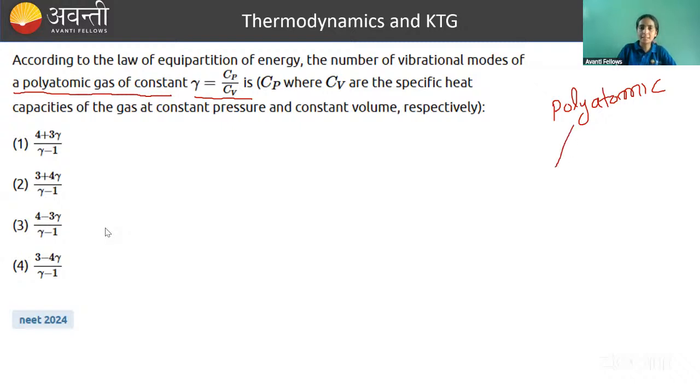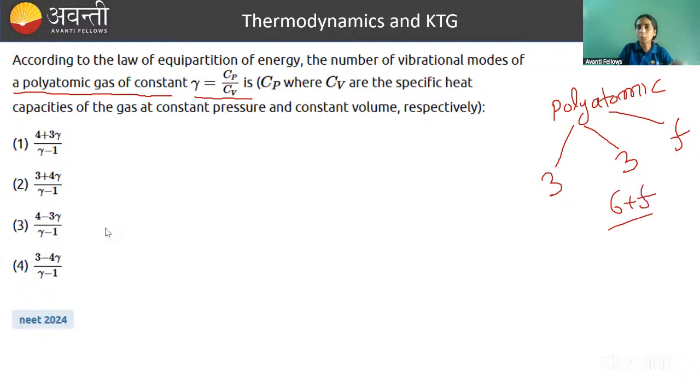So for translation, polyatomic will have three. For rotation, it will have three. And for vibration, we don't know, right? We cannot say. It's not monoatomic, where we would say two. So let's say it is F. So it has how many degrees of freedom? 6 plus F degrees of freedom.